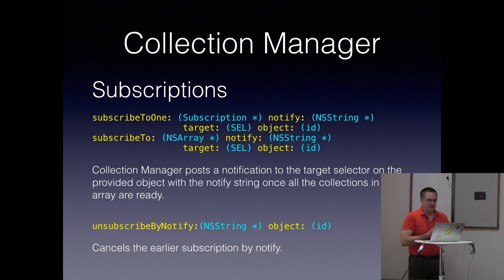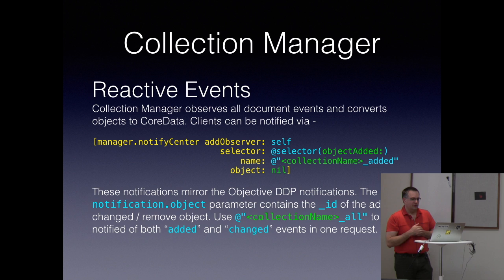Okay. And then the last piece here is you can unsubscribe, passing that exact same notify string back in, and it'll actually do all of the unwinding for you. So if you have a subscribe to many and it's got 5 or 6 subscriptions in it, you just pass the one string back to it, and it'll turn off all of the subscriptions and free them all for you. So that's quite nice.